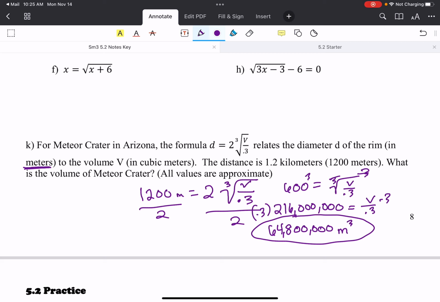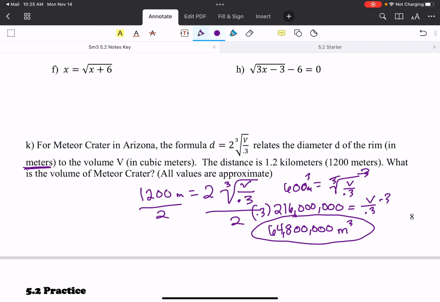Because it's a volume. I got V alone. We had to cube it. Volume is length times width times height, like area is squared and distance is just meters. There we go. Does that make sense? Yeah. Any questions on this?